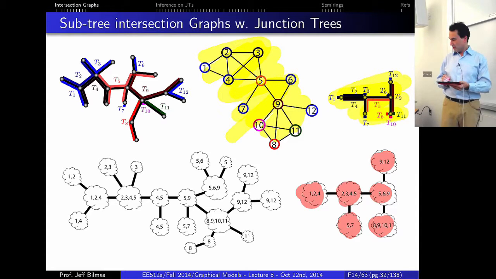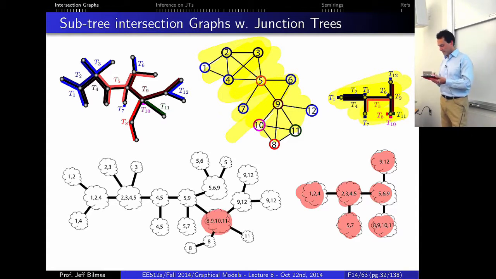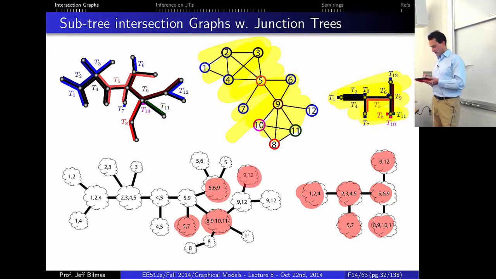And we've got the Maxcliques here, too. Like we've got this one. And they sort of pop up in strange places. 5, 7, which is here. 5, 6, 9, which is here. 9, 12, which is here. Or actually it pops up several places, lots of places. This one and 1, 2, 4.